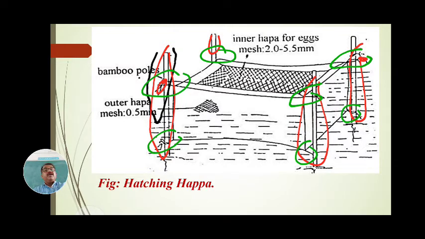Inner hapa is for eggs. The mesh size of the inner hapa is to be 2.0 to 5.5 mm. And the outer hapa mesh size is to be near about 0.5 mm. Means the inner mesh size of the hapa is to be larger and the outer mesh size of the hapa is to be smaller. Why such a condition? Because no predators, no enemies, no foreign material can enter inside the inner hapa and damage the eggs.